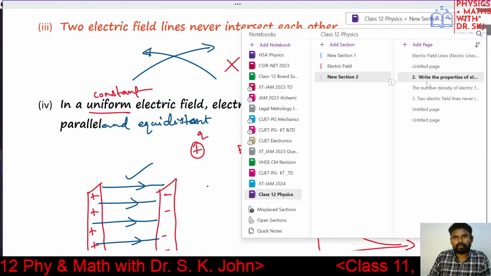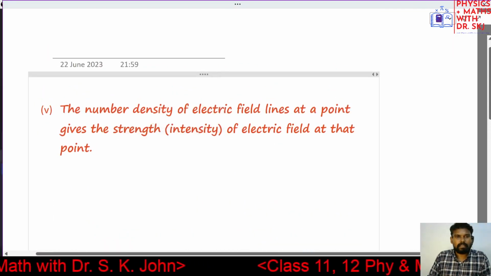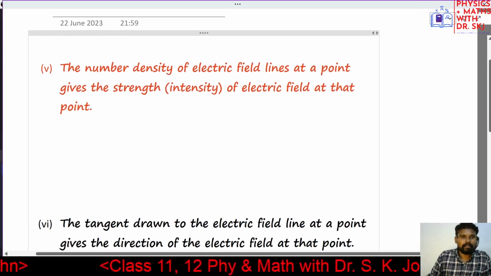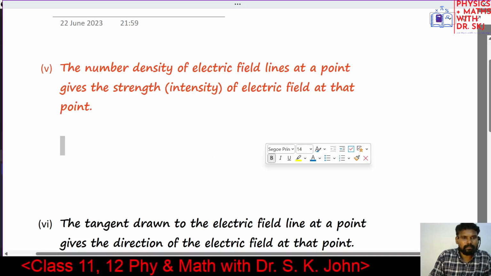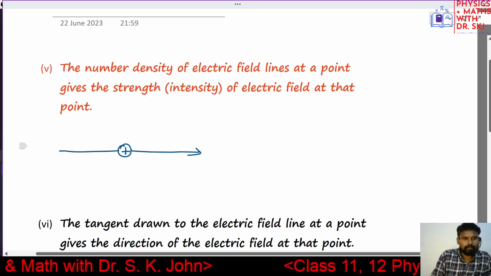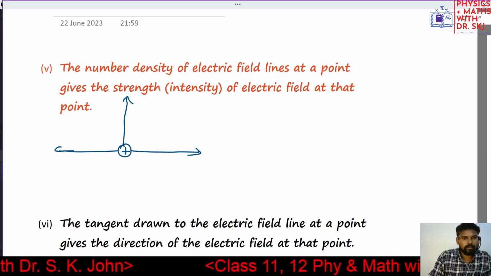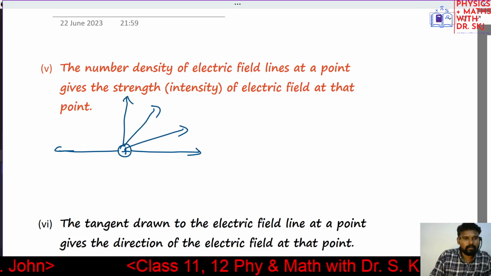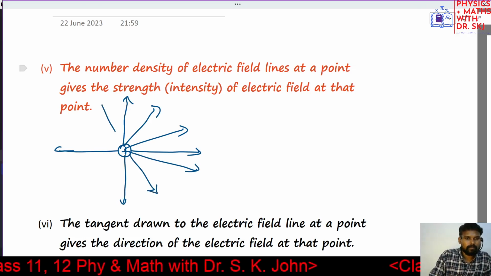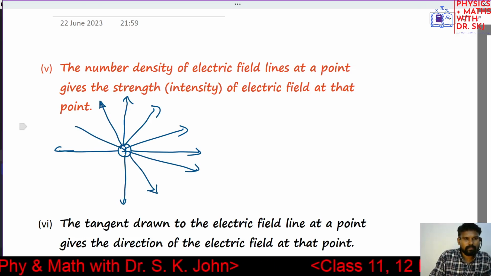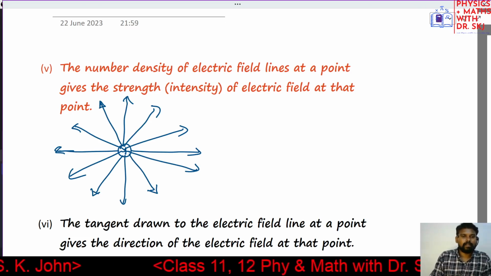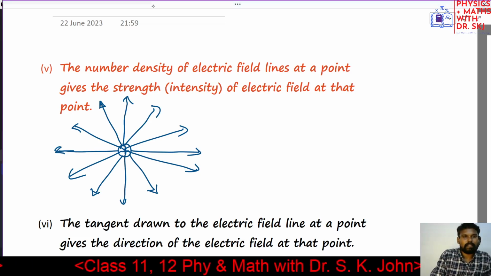Now coming to the fifth point. The number density of electric field lines at a point gives the strength or intensity of the electric field at that point. I will explain that. Suppose we have drawn the electric field lines of a positive charge. You remember the diagram. So these are the field lines of a positive charge.